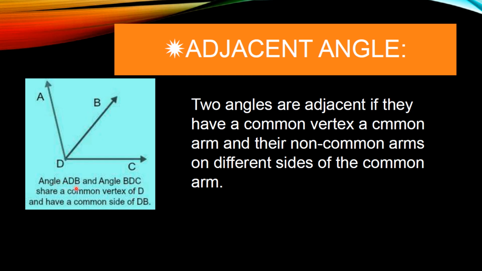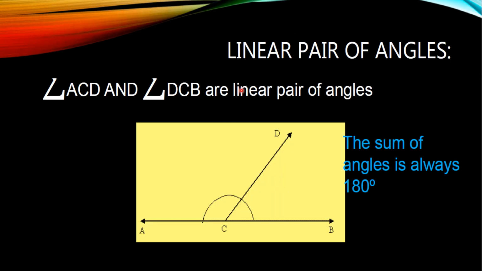Angle ADB and angle BDC share a common vertex D and have a common side DB. Understood this point, my dear children? Understood this concept of adjacent angle? Right. Now come to the next point, that is linear pair of angles.